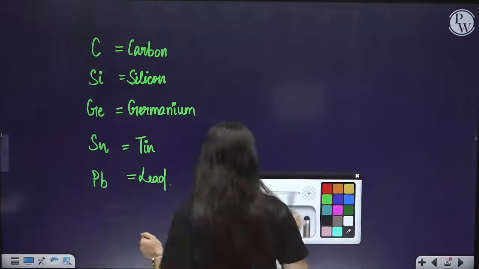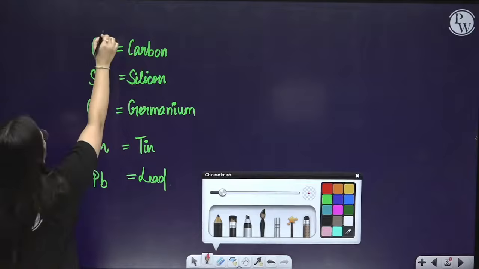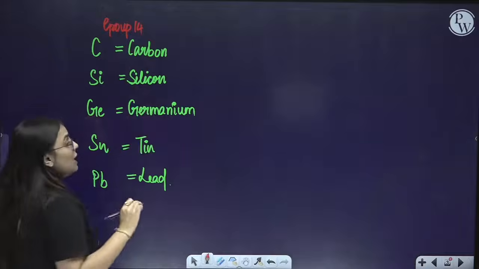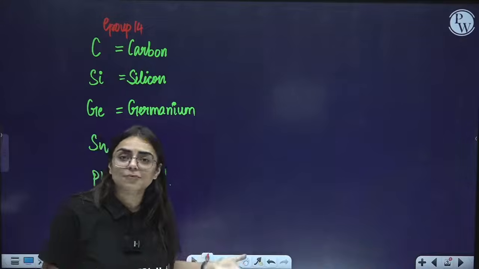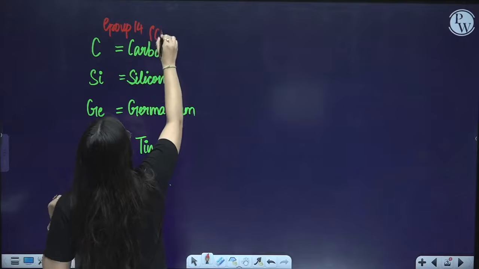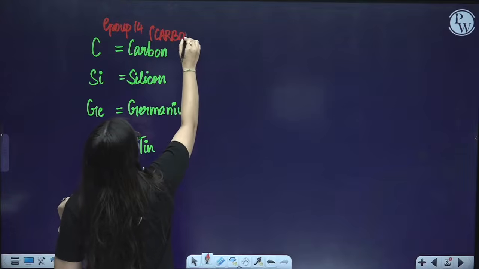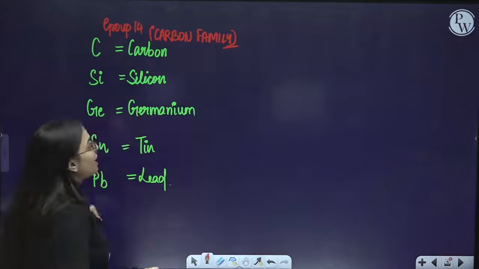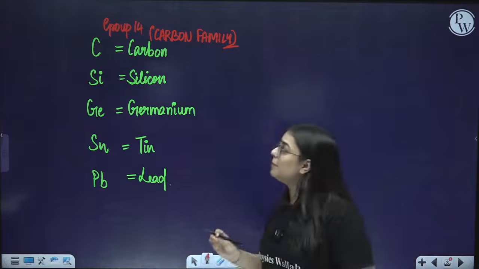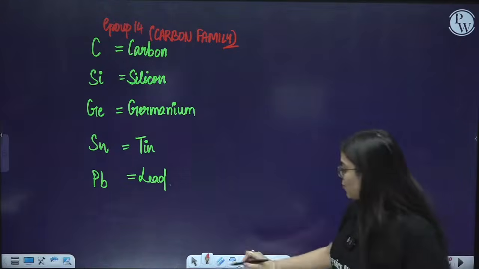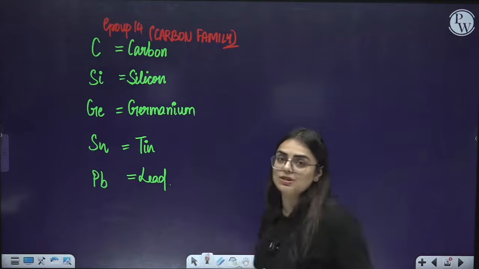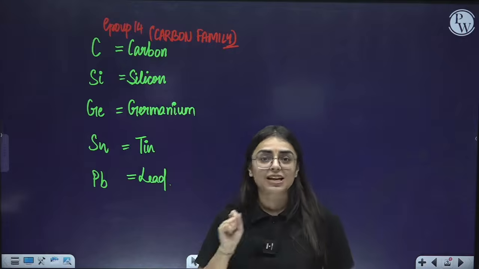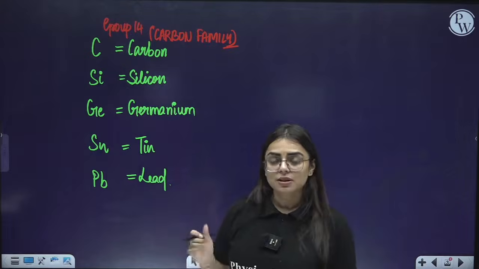See, these basically are your group number 14 elements. But they are also referred to as carbon family. So do remember this part, that they are also referred to as carbon family, though they are group number 14 elements. Why is it referred to as carbon family, ma'am? Because the initial element of this particular group is carbon. That's why.